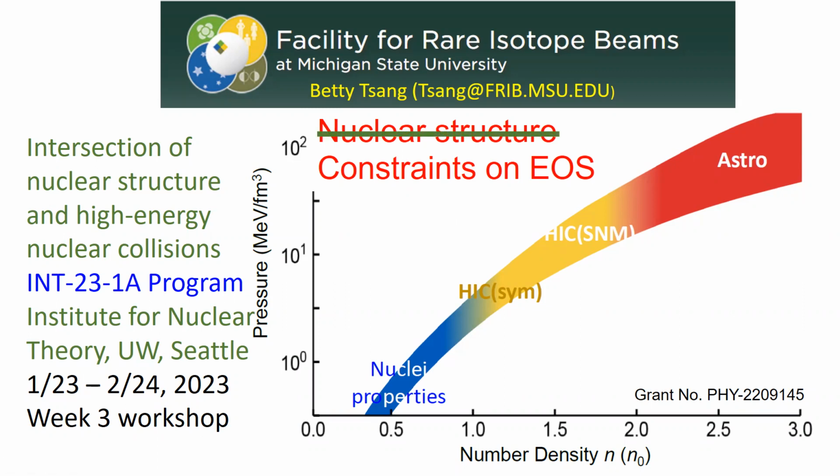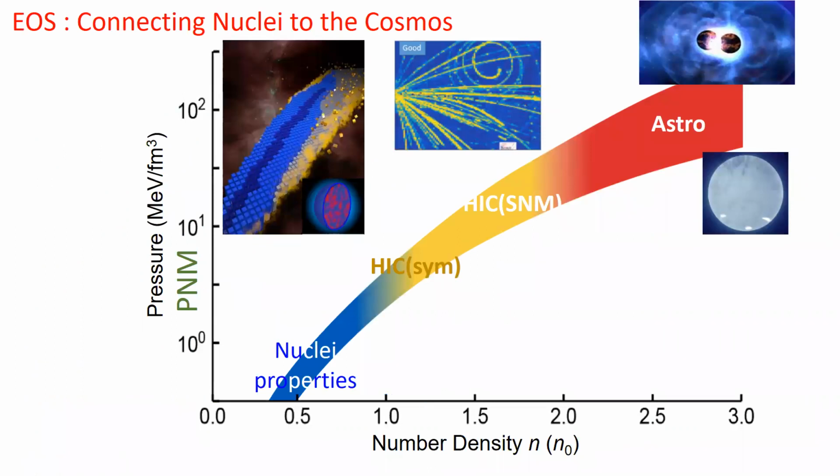Oh, okay. So there are many constraints, so I cross out what the organizer told you to do. But you will see that there are quite a bit of nuclear properties which I will talk about, not only the nuclear structure constraint. As you know, one goal of the equation of state is to connect nuclei to the cosmos, for example a neutron star.